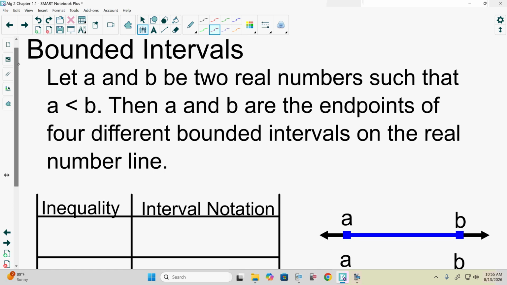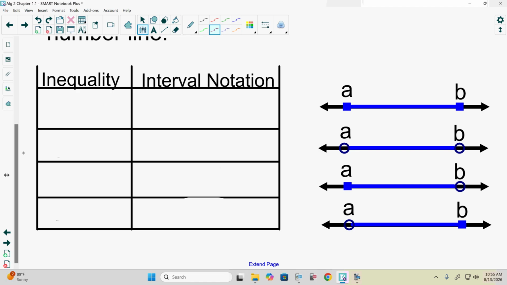Now the first one that we have as an inequality is A is less than or equal to X is less than or equal to B. So we have all the points between it, and the 2 endpoints are included. So we fill them in. If an endpoint's included, it's filled in, it's shaded in. As an interval, this is where we have our parentheses and brackets. Bracket is included, parenthesis is not. So it's bracket A, comma, bracket B, whatever the values of A and B are.